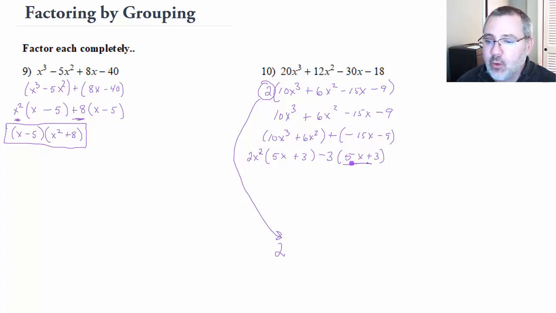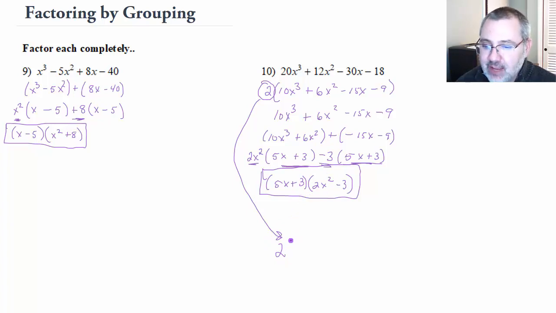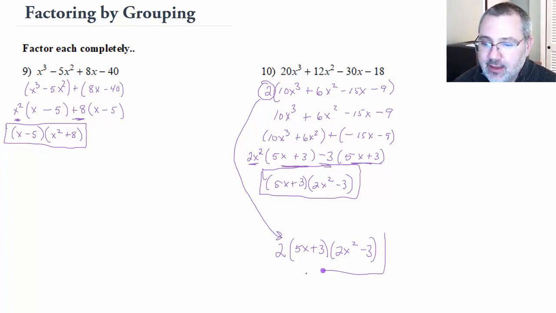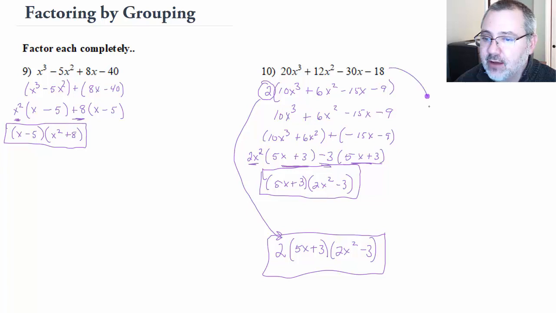And again, you notice the 2 groups are the same. So we factor out our common group of 5x plus 3, and you write down what's left, the 2x squared minus the 3. And there you have it. We have our factoring by grouping done. But don't forget, oops, what did I forget? This lonely 2. So make sure to take this final answer and put it with the 2. So the final answer is really 2 times the quantity 5x plus 3 times the quantity 2x squared minus 3. And there we have it, the true final answer of the original problem.